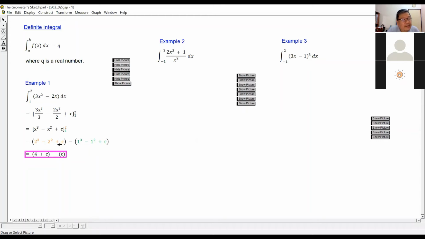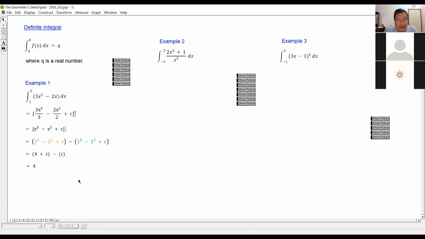So the first bracket, 8 minus 4 plus c, becomes 8 minus 4 is 4, so 4 plus c. Then the second bracket, 1 minus 1 plus c. 1 minus 1 is 0, so there are no more numbers there. You are only left with the c. So 4 plus c minus c. The c will cancel each other, and your answer is 4. Okay or not? So far, do you know what to do?